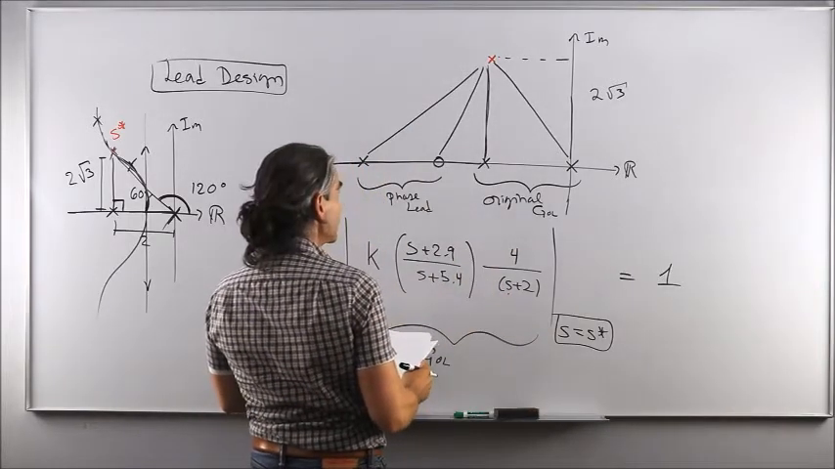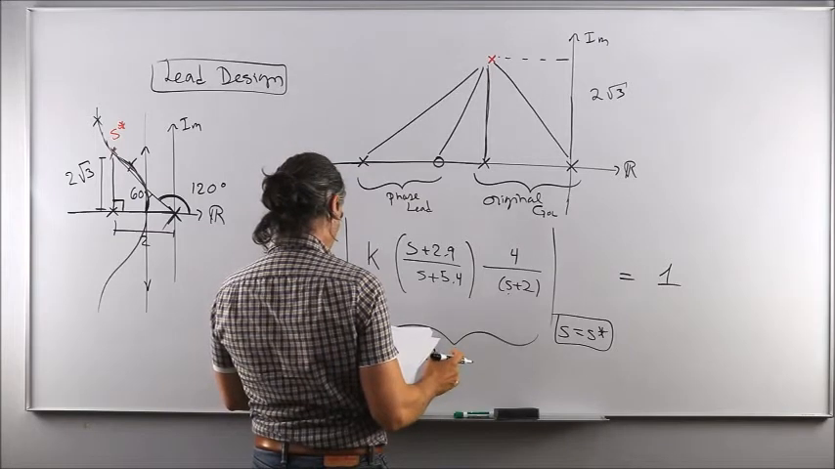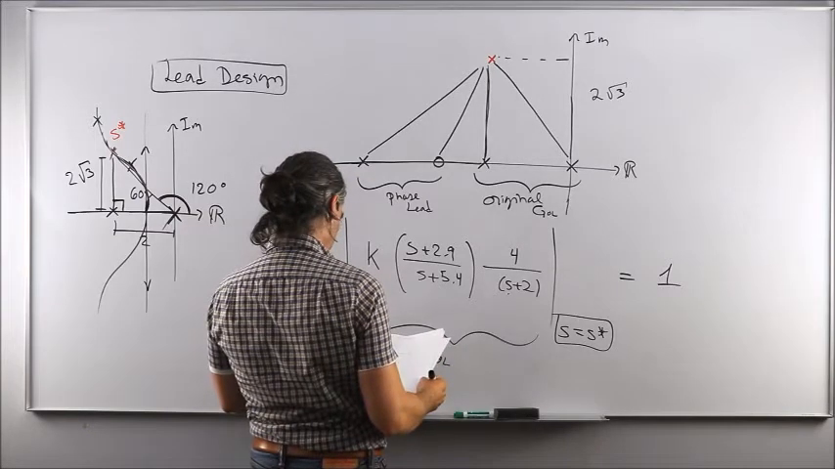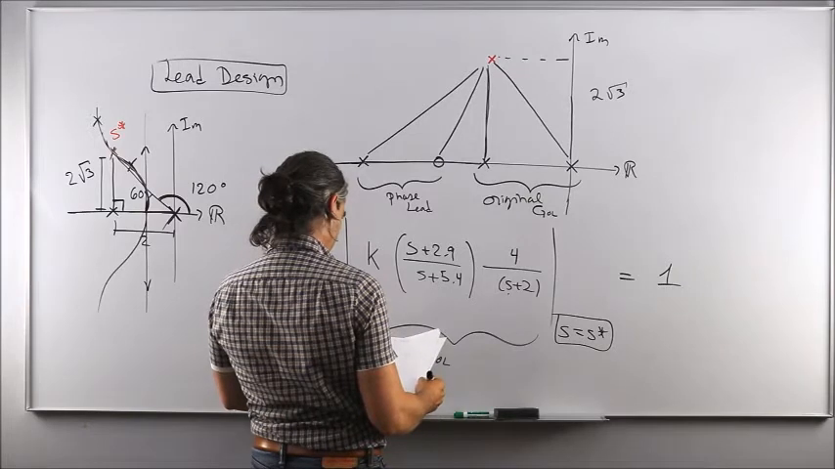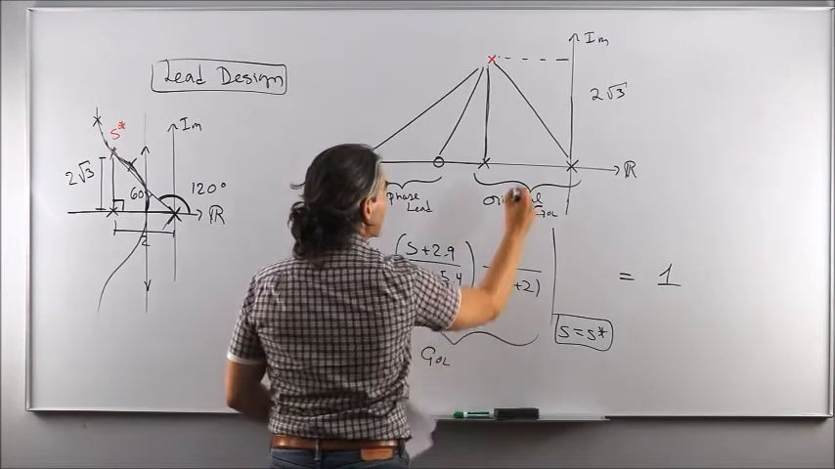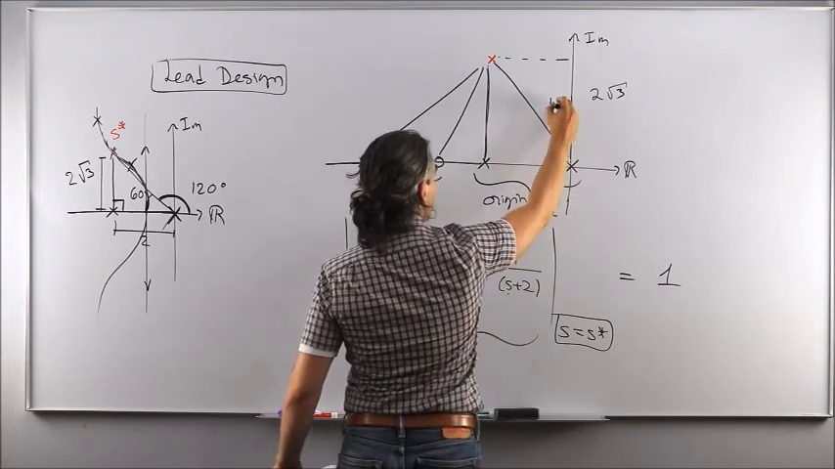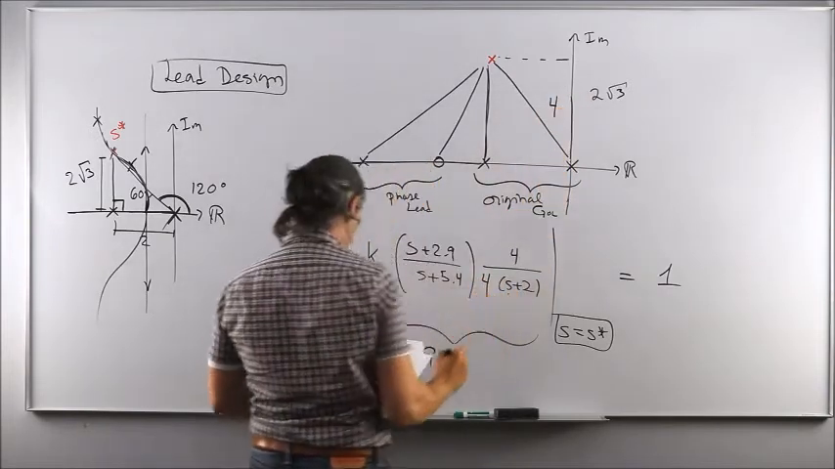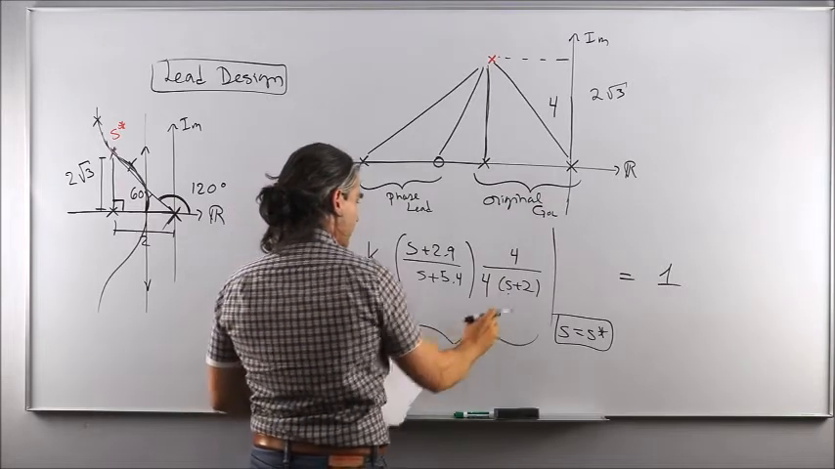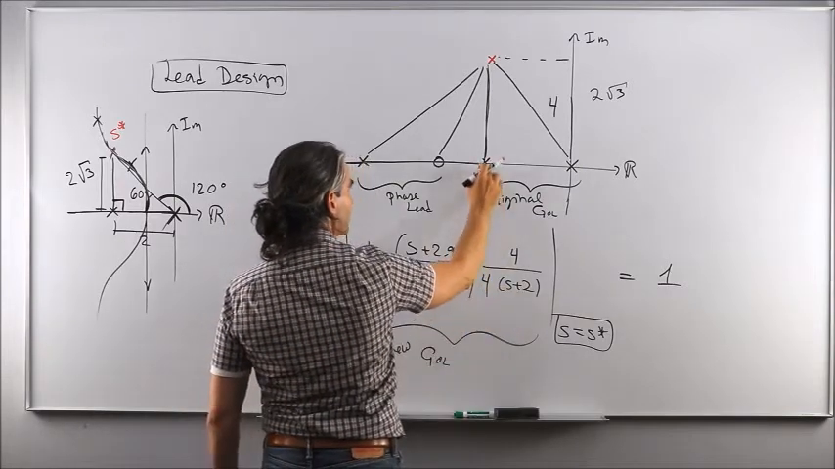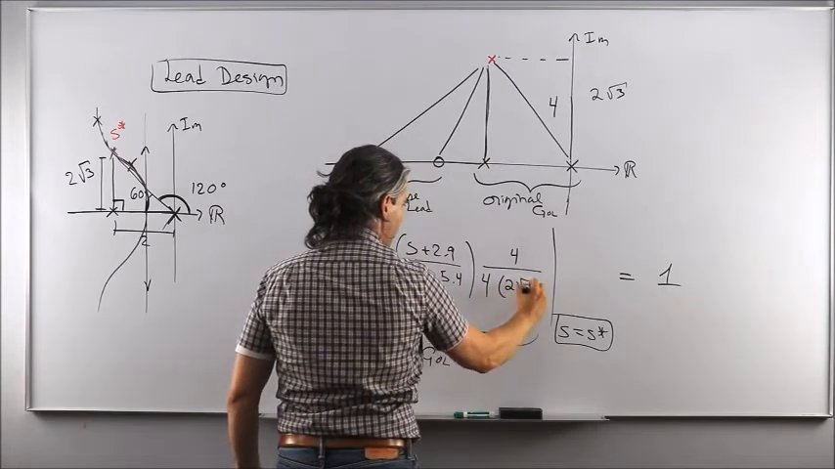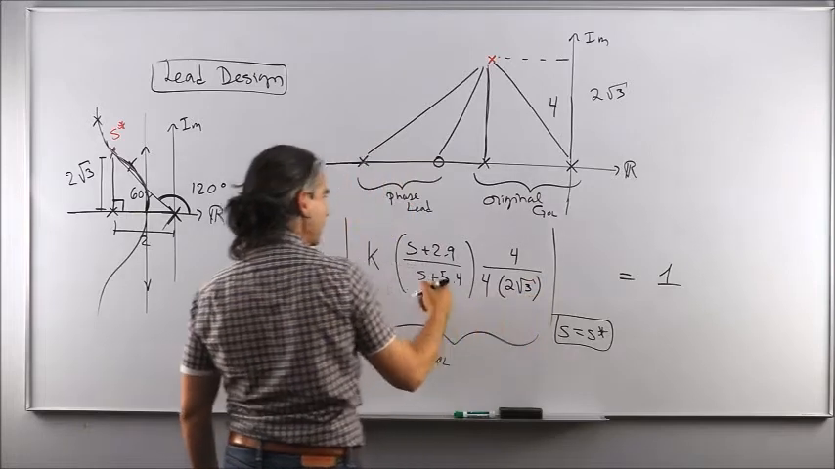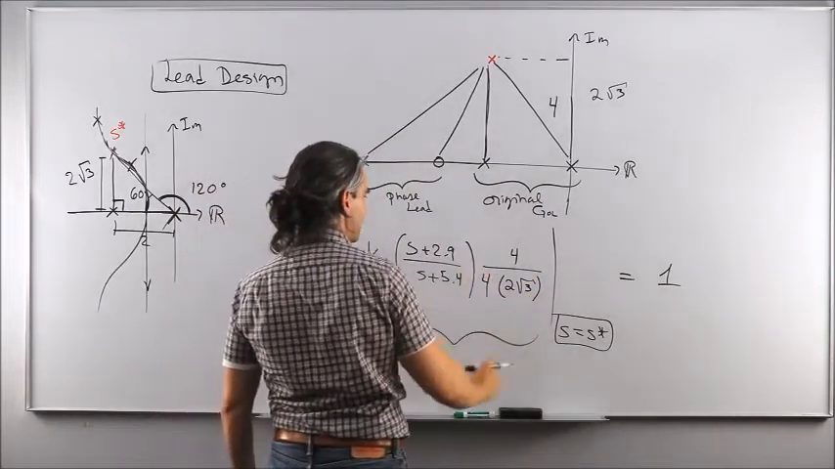And that is going to be, which one is which? 1, 2, 3. This one is 4. Okay, the distance between here and here should be approximately 4, like that. For the S equal minus 2 distance, we know that this is simply 2 times square root of 3. So you see I'm replacing my S minus p with simply their net distances.